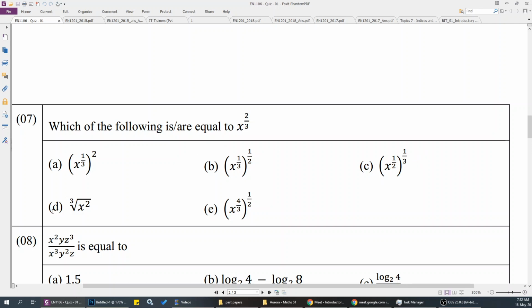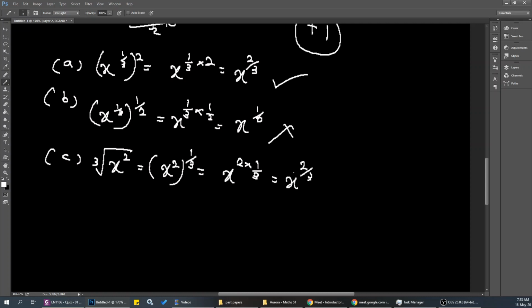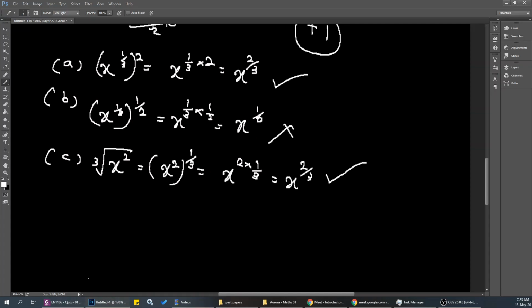Answer D. See the answer D. We take the third root, the cubic root, of x squared. So we can write it as x squared raised to the power 1 over 3. So this is an answer, so answer C is correct. I'm sorry, answer D. Answer D is correct. C was actually again incorrect, and this is D.